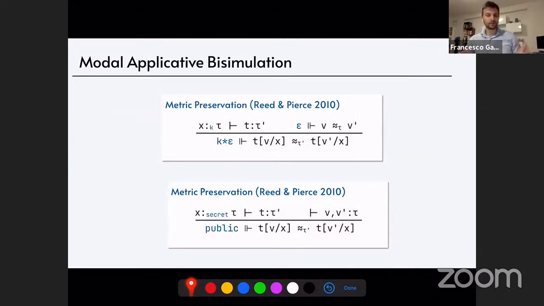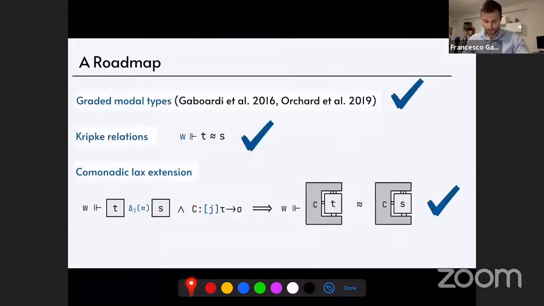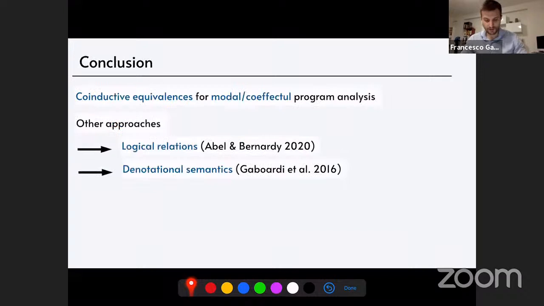And in fact, the notion that we have seen at the beginning of the second part of the talk, metric preservation. Oh, and again, here there is another typo. Here it should be non-interference, right? Again, it is a standard exercise to see that there are instances of our compositionality theorem, where the comonadic Lax extensions are exactly the ones that we have seen before. Okay, so that concludes essentially also the third part of our plan, to go through graded modal types, Kripke relations, and comonadic Lax extensions.